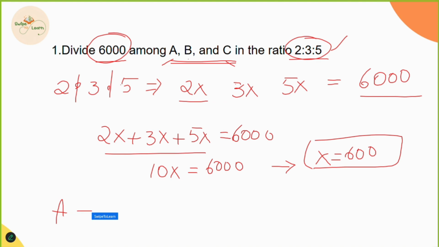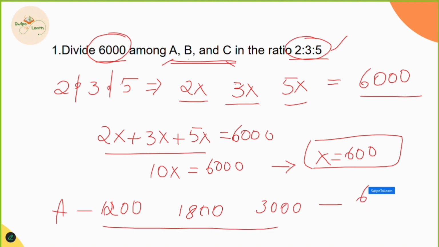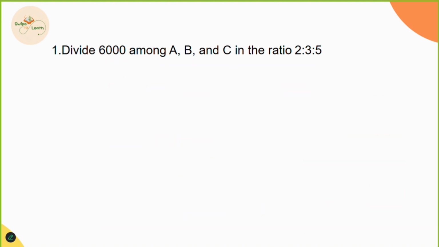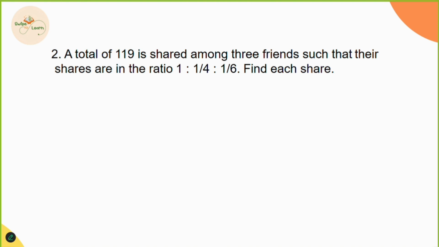So how much does A get? 2 into 600, 1200. How much does B get? 3 times 600 are 1800. And similarly, C gets a ratio of 5x, which means that he gets 3000. This all sums up and becomes 6,000. This is a way of solving ratios when they are given a total quantity and respective ratios. Moving on to the next question. A total of 119 is shared among 3 friends.